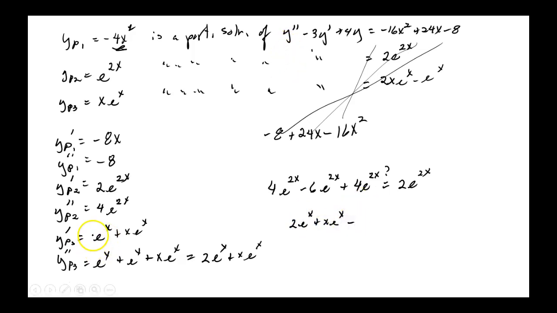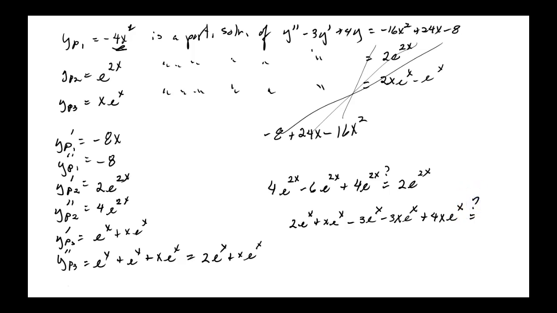Minus 3 times this will be minus 3 e to the x minus 3x e to the x. And then 4 times this would be plus 4x e to the x. Agreed? Okay, pretty exciting stuff, isn't it?